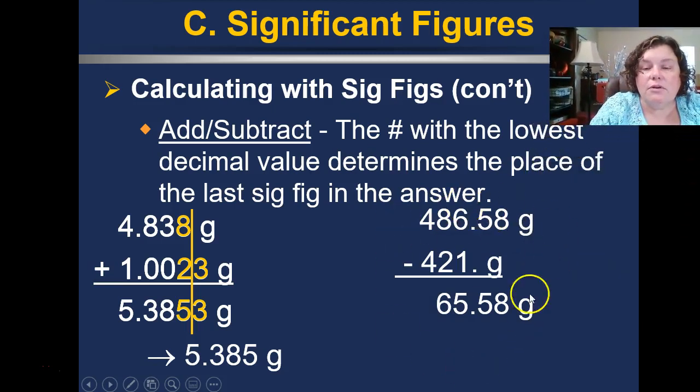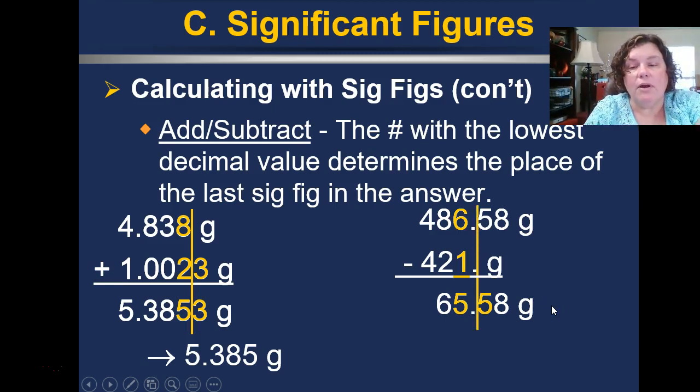So let's go ahead and do the subtraction here. Same kind of rules apply. We look for whichever part of the problem ends first. In this case, our 421 ends first. We end right there at the decimal because we have to line up our decimals. Our full calculator answer comes out to 65.58, but we can't report that whole thing. So we draw our line right where the number ends, right at the decimal. 421 ends it, so our answer needs to end right here at the decimal.